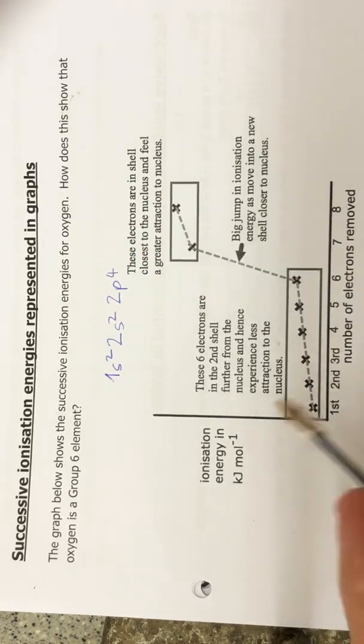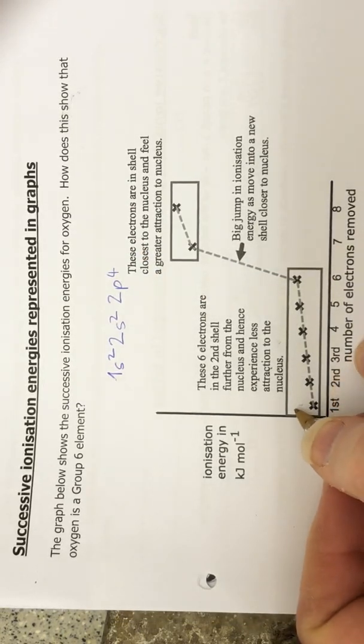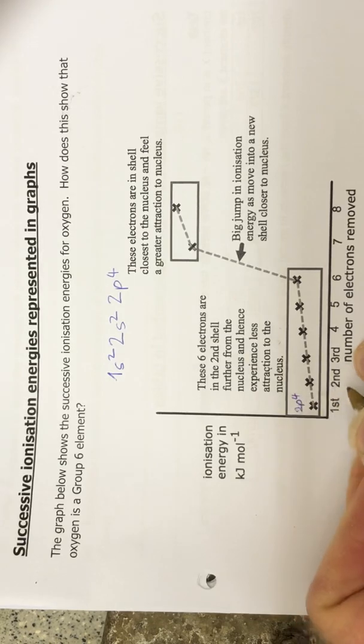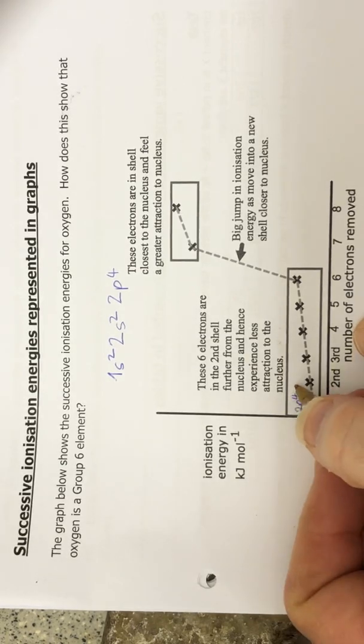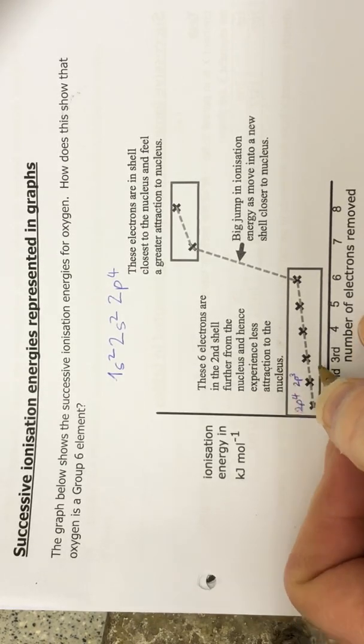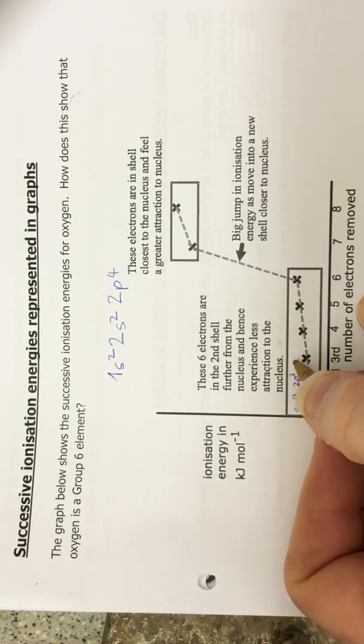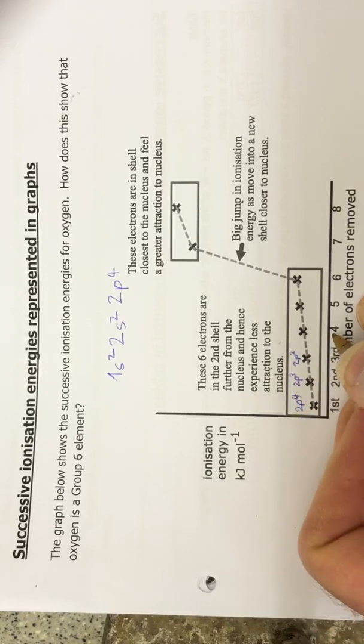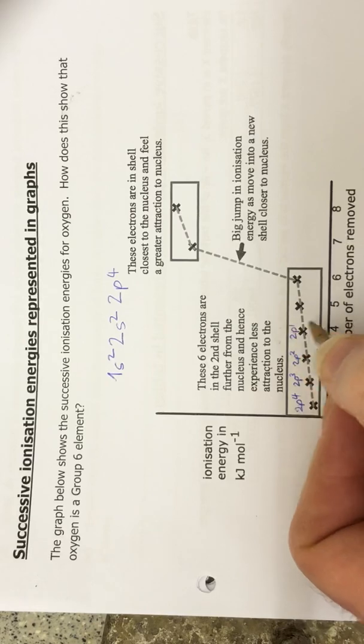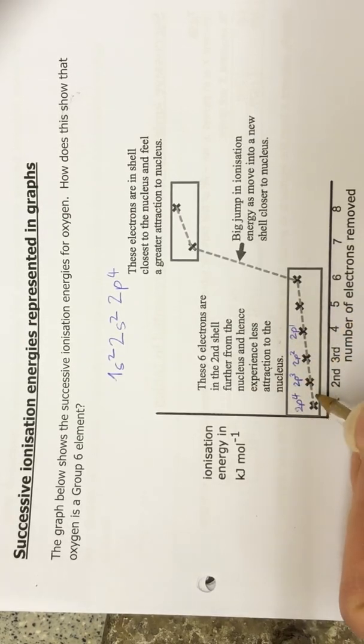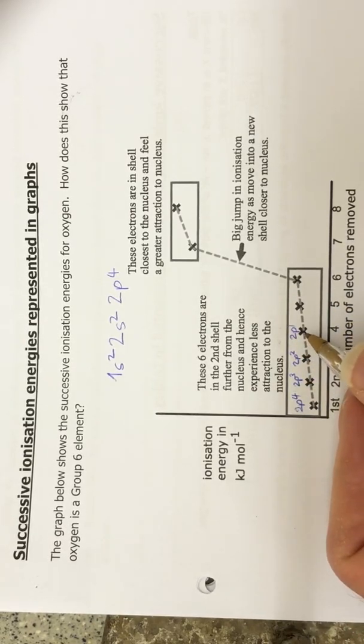So we're taking out the 2p4 electron here, and then the next one we'll take is the 2p3, then the 2p2, then the 2p1. It's becoming increasingly difficult to remove these electrons because you're having to overcome the attraction between the electron and the positive nucleus.